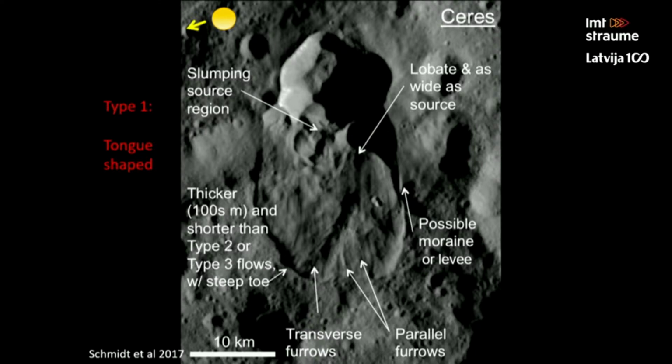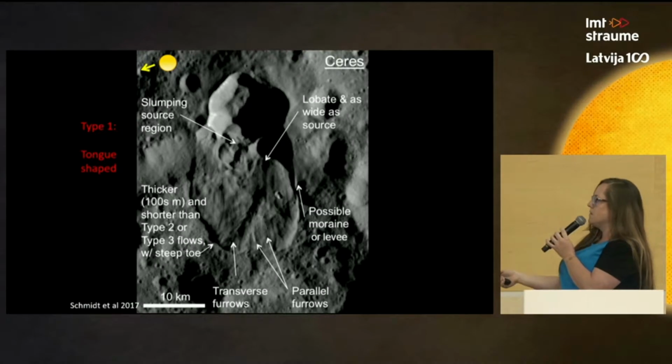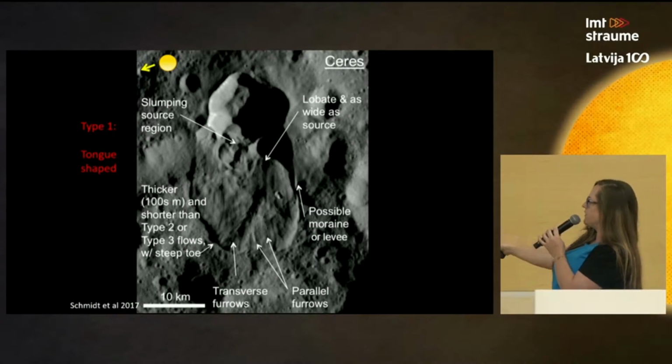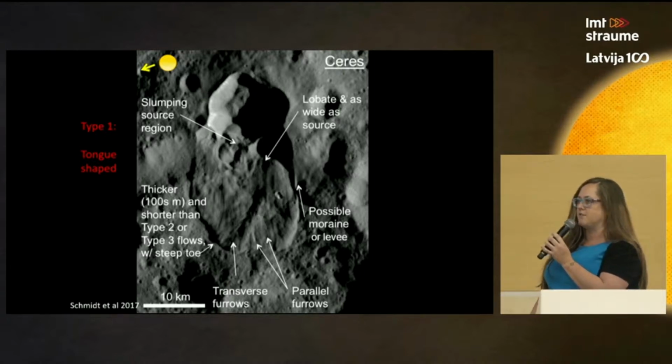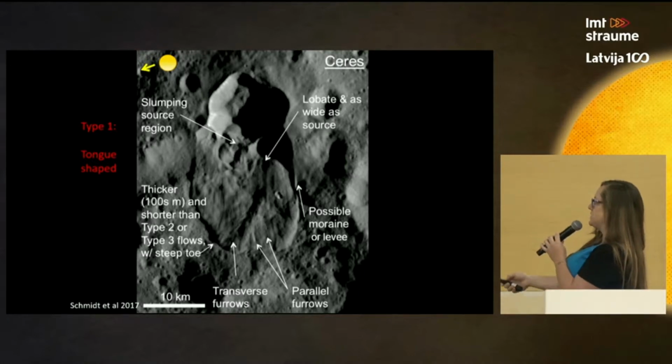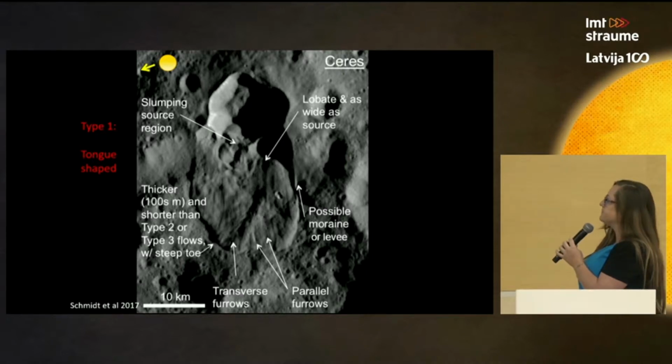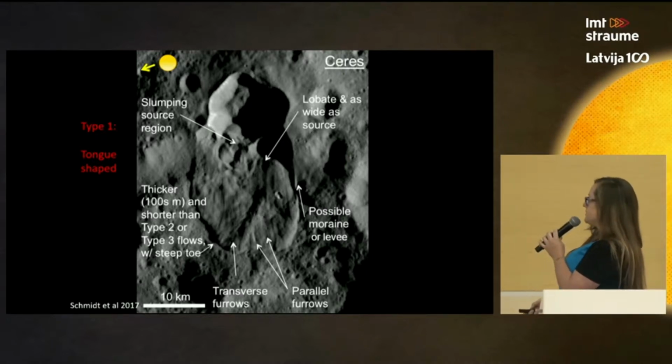Characteristics of this are that you have levees or moraines or structures to the outside of some of these landslides. You have tens to hundreds of meter thick toes that are very robust, so they are kind of steep fronted. And in many cases we have transverse furrows that cut across the flow, and then parallel furrows that run in the direction of the landslide motion. So these are the most voluminous features.